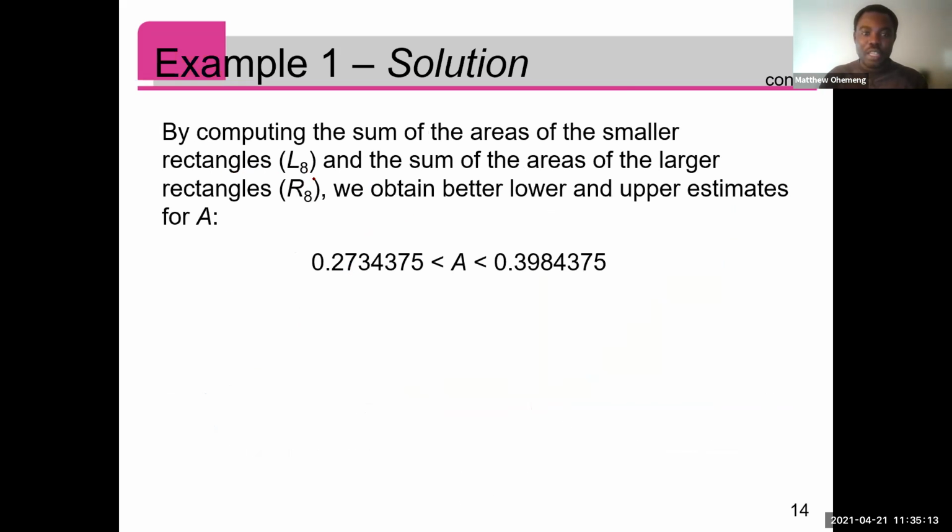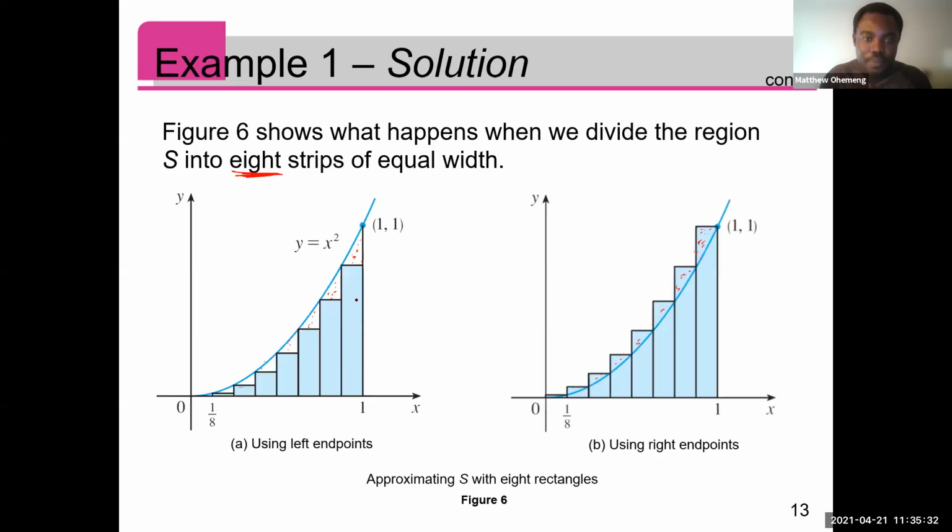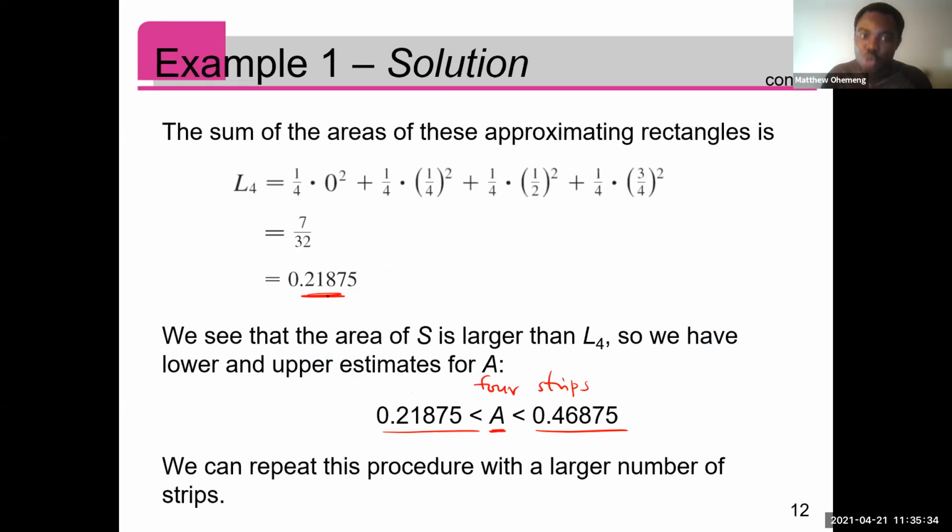So for that one too, they did a computation. They did the L8 and R8. So they got this, right? And then this. Now, as you can see, these estimates are shrinking the area more and more, right? Because this value here is greater than the one for L4. If you compare this to the L4 one, you see that this is 0.227, the L4 was 0.218. So it has shrunk the area more. That means you are getting a better estimate.